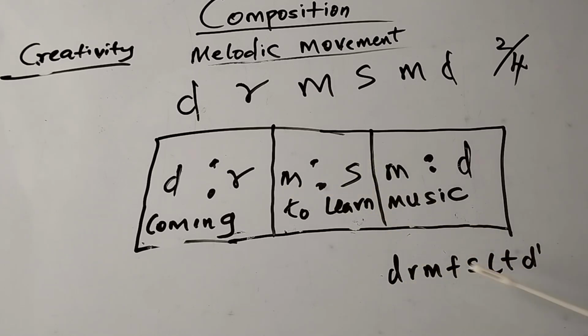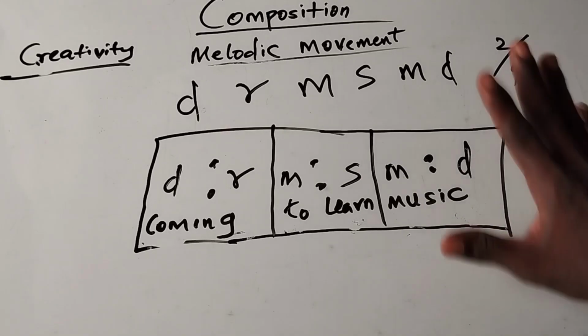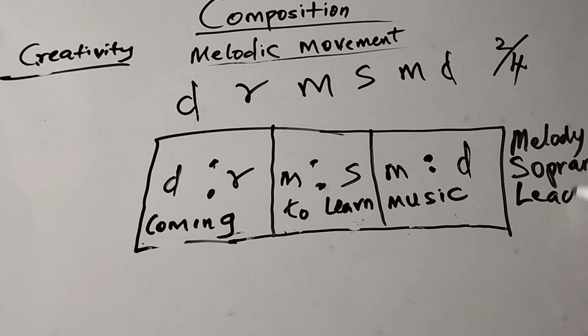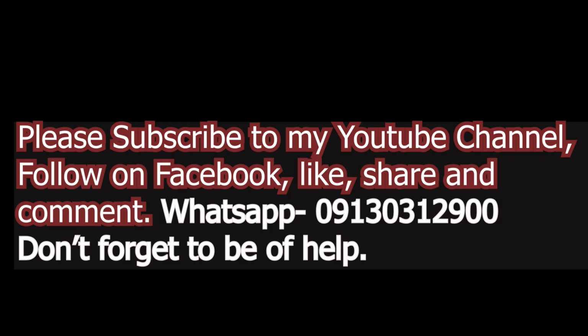Do, re, mi, sol. Do, re, mi, sol. Mi, sol. Do, re, mi, sol, mi, do. This is my melody. The first line, we call it the melody part, or soprano part, or leading part. I'll teach this again, but this is just the introductory part of how to compose.